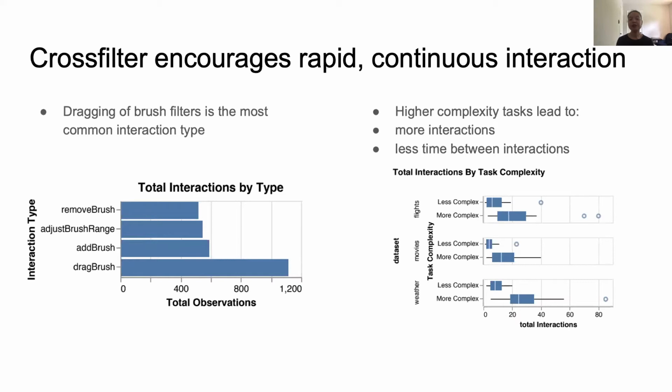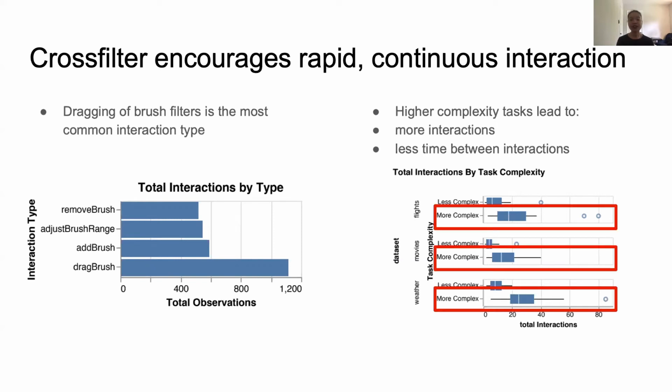We also find that higher complexity tasks tend to lead to more interactions being performed and less time observed between interactions, meaning that participants spent more time exploring and less time thinking about how they were going to do it. So here we have box plots where on the x-axis we're seeing the distribution of total interactions that participants perform per task, divided by data set explored and the complexity of the task on the y-axis. So we see here that in general, more complex tasks tended to lead to more interactions being performed.